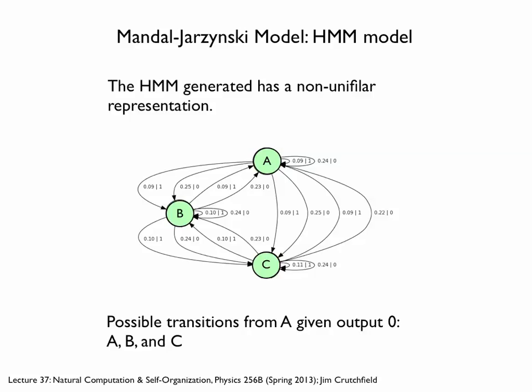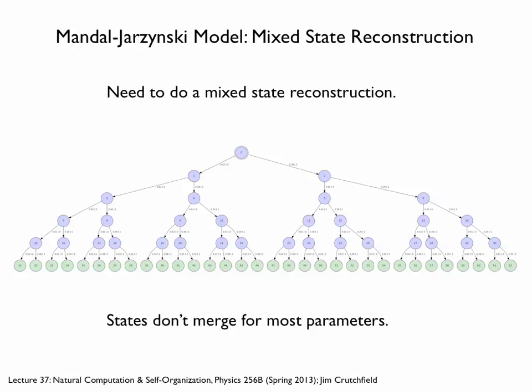So the hidden Markov model that I showed you before, which typically looks like this, is really quite non-unifilar. You really don't know what your next state is given your current state and your measurement, because, for instance, if you're in the A state and you measure A0, you could go to A, or you could go to C, I believe? No, C, or you could go to B. B, right here. So it's very non-unifilar, so we need to do a mixed state reconstruction.